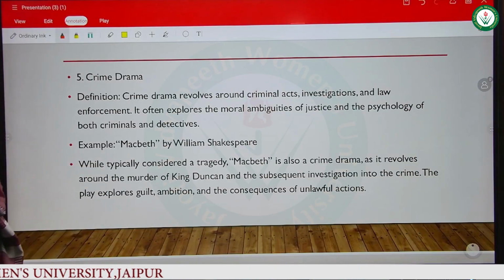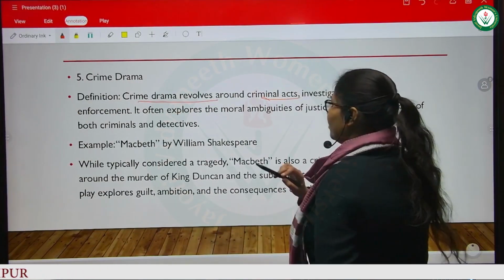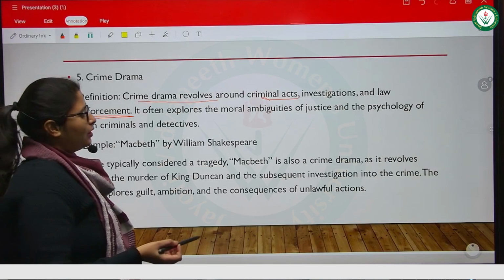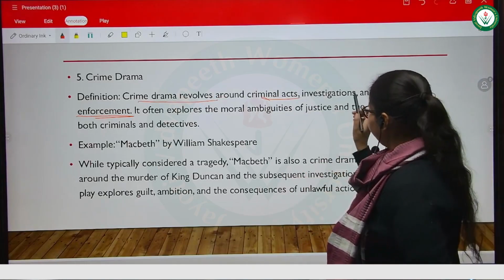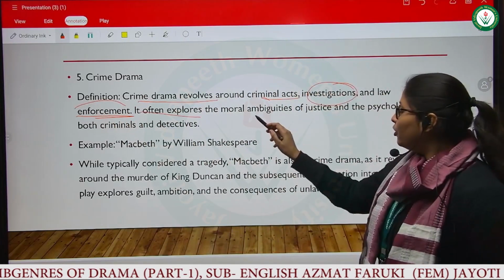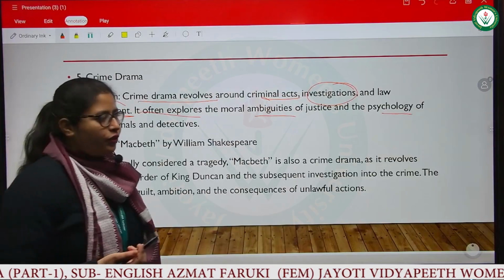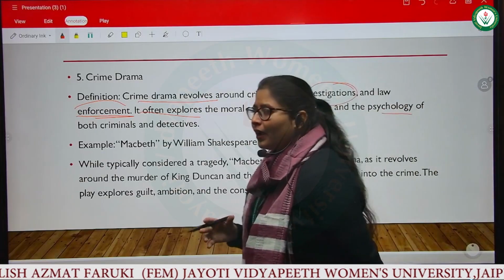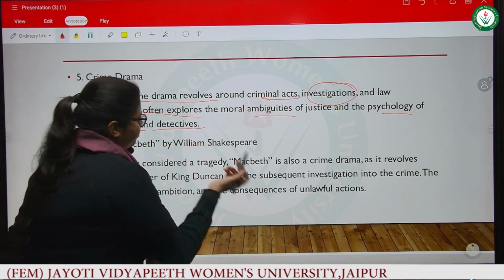Now crime drama. Crime drama revolves around criminal acts, investigations, and law enforcement. Through the word crime we can easily understand it. It often explores the moral ambiguities of justice and the psychology of both criminals and detectives. There is always a culprit, or a spy kind of character, in these dramas. There is always a criminal and a detective.